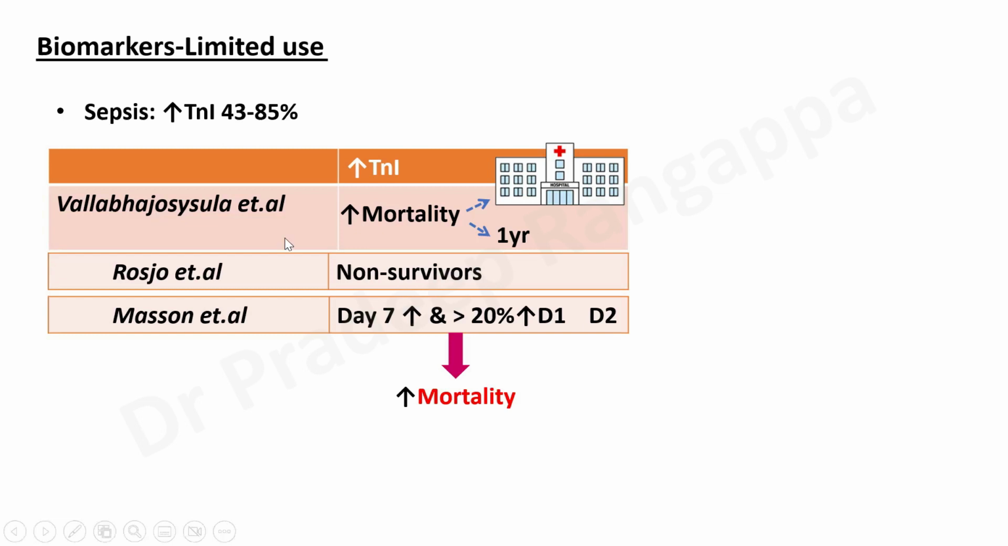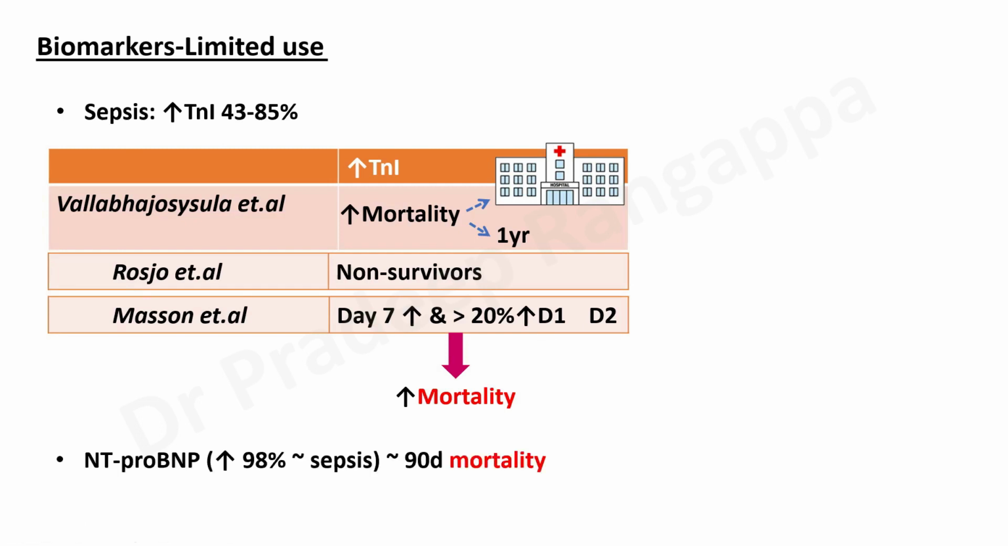And Masson et al. showed that a troponin increase on day 7, or more than a 20% increase from day 1 to day 2, was shown to have increased mortality. And it is shown that NT-proBNP levels are high in 98% of the patients with sepsis, and higher proBNP had a correlation with 90-day mortality.